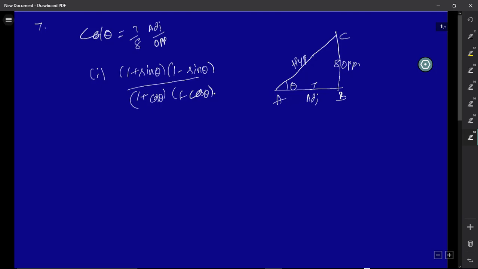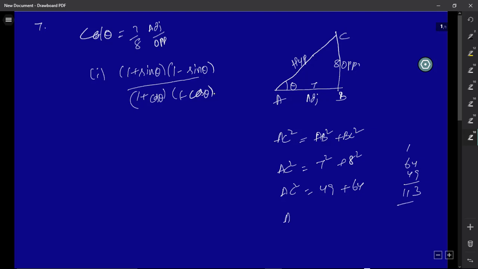I've already told you, if we have two sides of a right angle triangle, it is pretty simple to find out the third side using the Pythagoras theorem. AC square is equal to AB square plus BC square. AC I don't know, so I'm writing it as it is. AB is 7, BC is 8. So AC square is 7 square is 49, 8 square is 64. 49 plus 64 should be 113. So AC square is 113. AC should be square root of 113. So what's the value of AC? AC value is square root of 113.